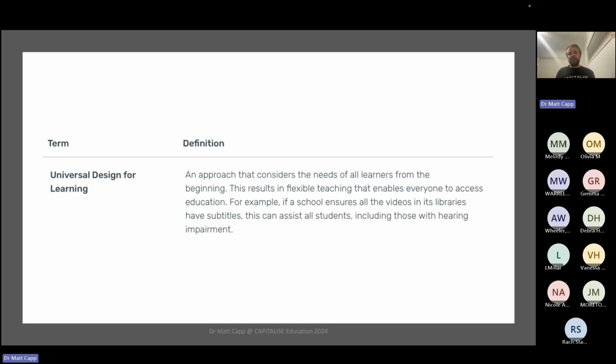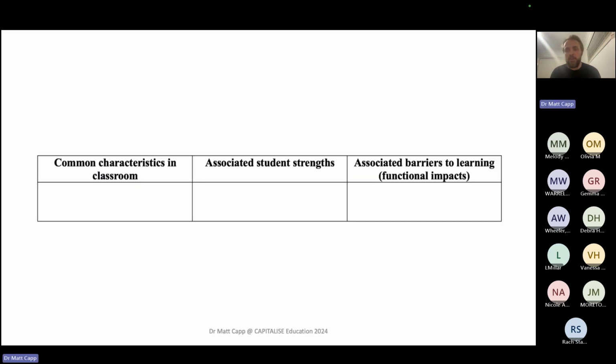and what are their functional impacts or barriers. So we use this simple model with teachers to start to think about what are the strengths and the barriers that we see at that tier one. So rather than thinking about individual students, we get teachers to think about those groups of kids that they see in their class.